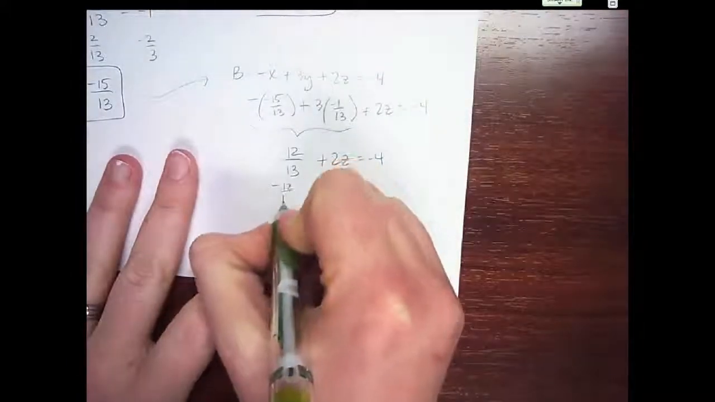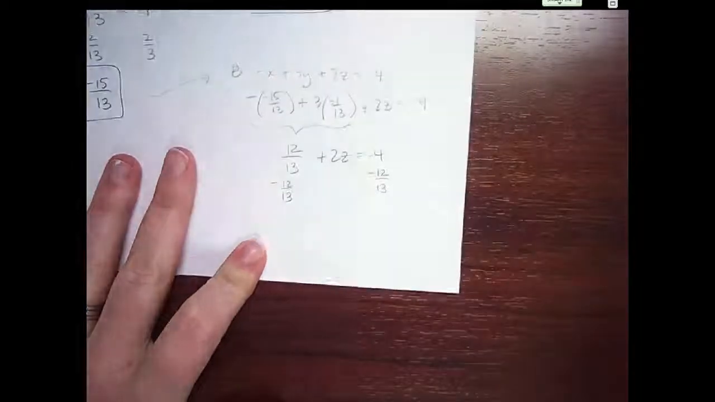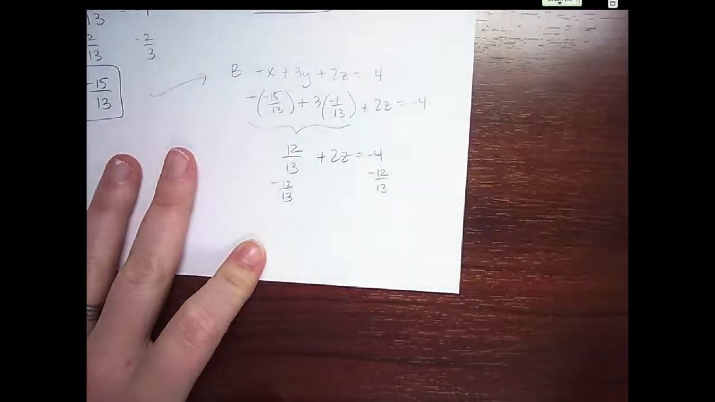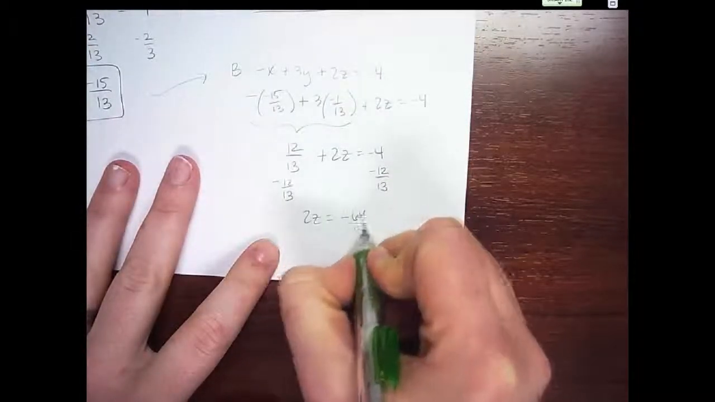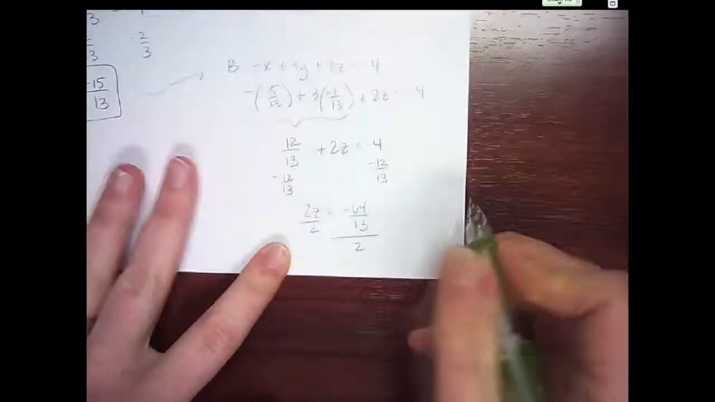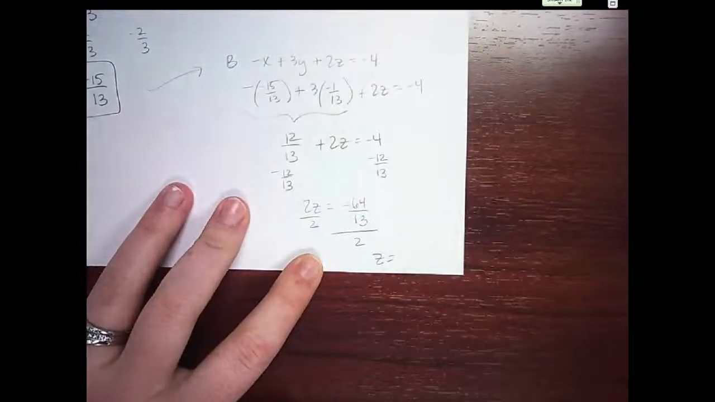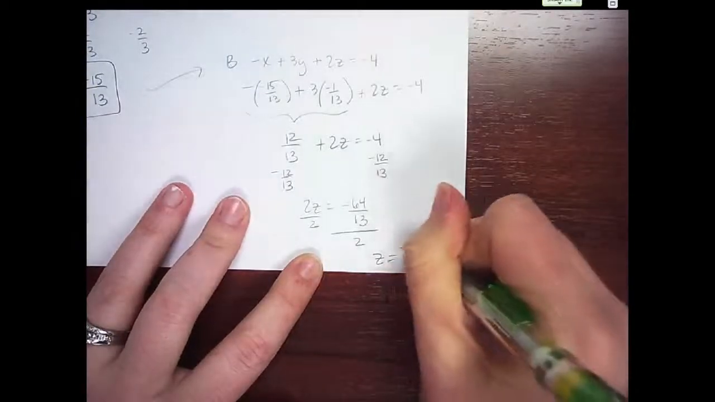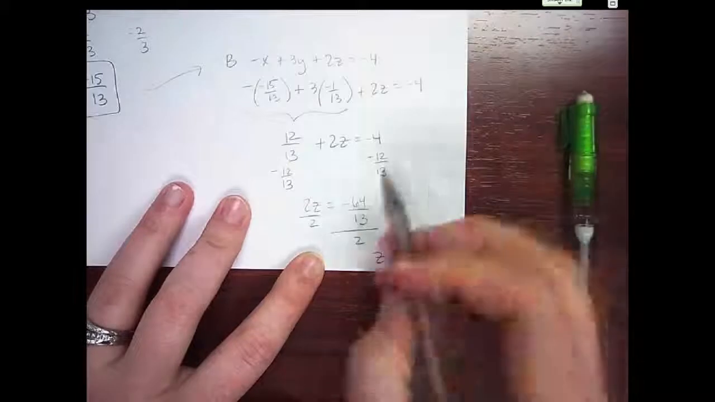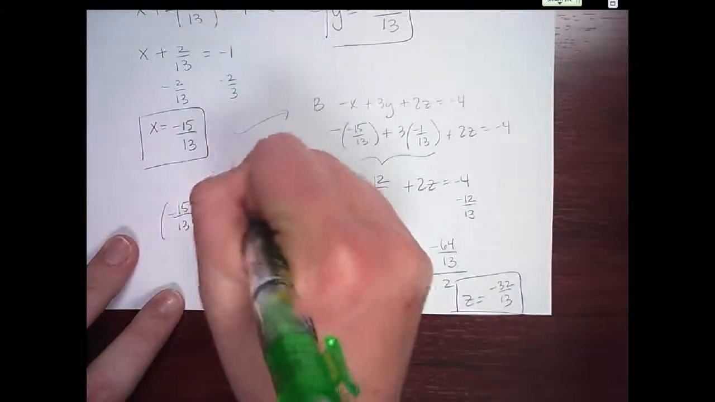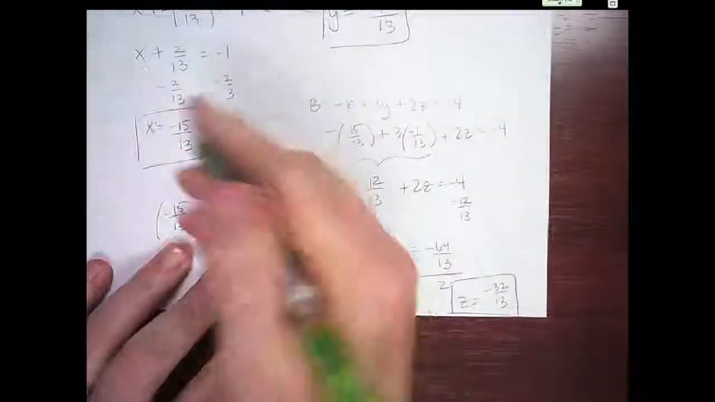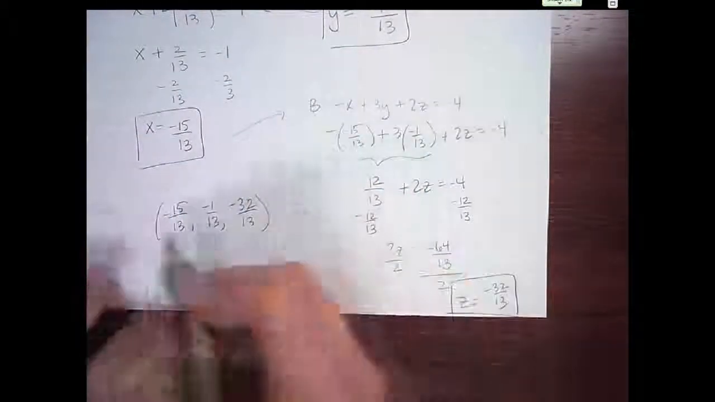So I'm going to subtract 12 over 13. So negative 4 minus 12 over 13. I got 2z equals negative 64 over 13, and I want to divide that whole thing by 2. So I got negative 32 over 13. These are some ugly answers, so we're going to check this. Okay, so I got negative 15 over 13, comma, negative 1 over 13, comma, negative 32 over 13. Okay, so there's what I have.